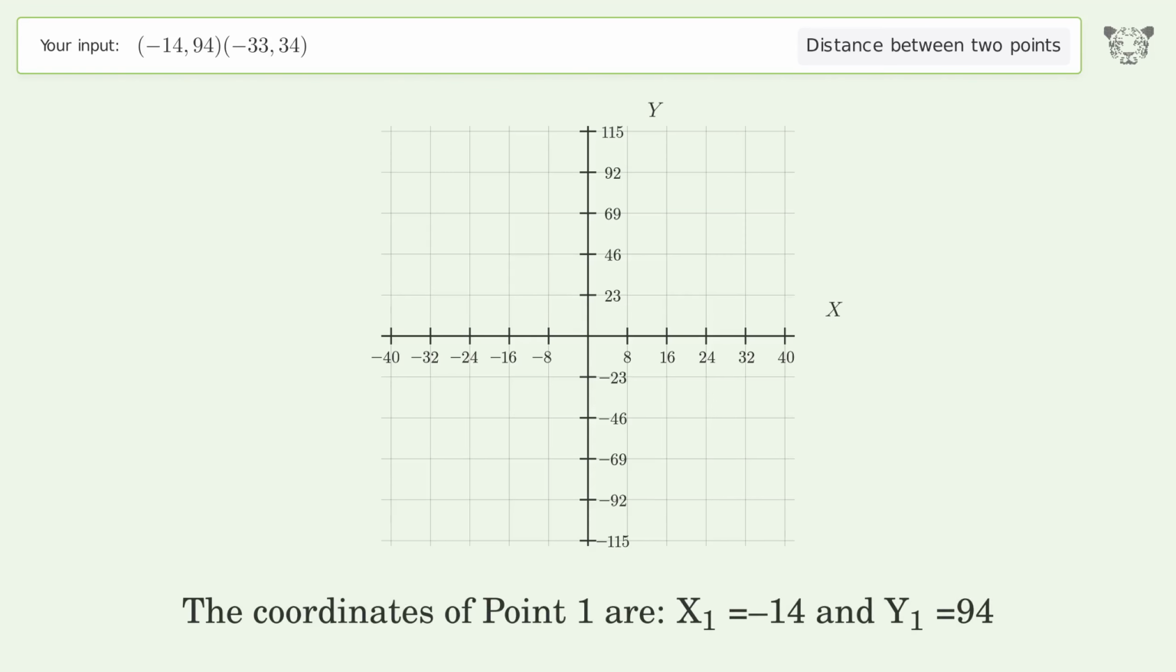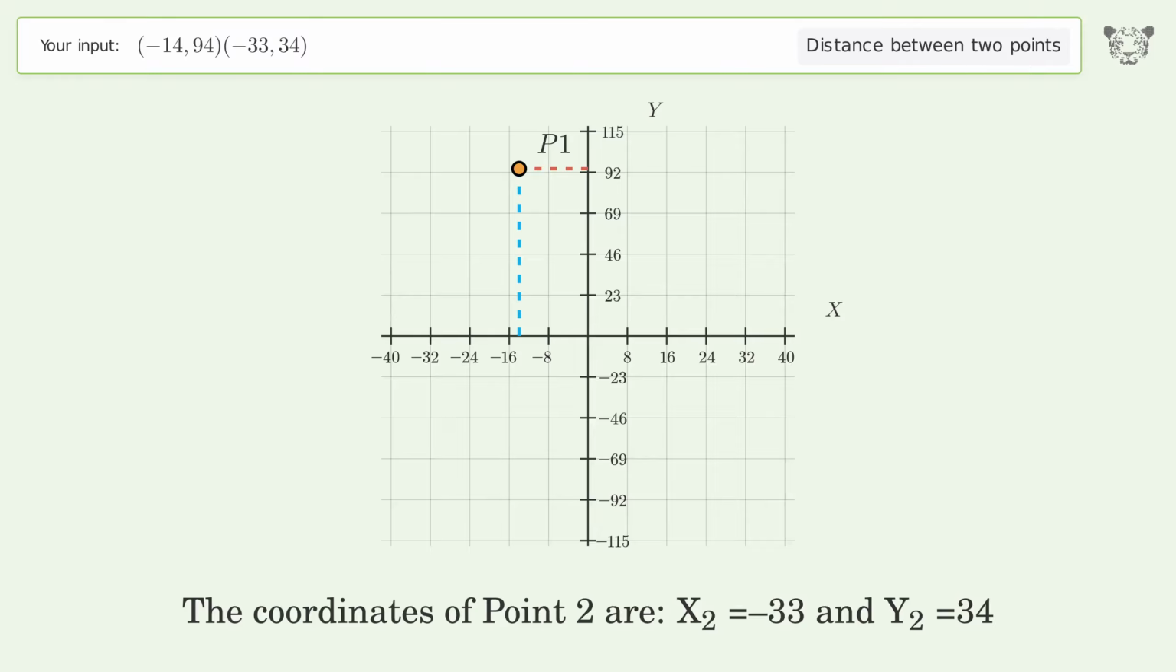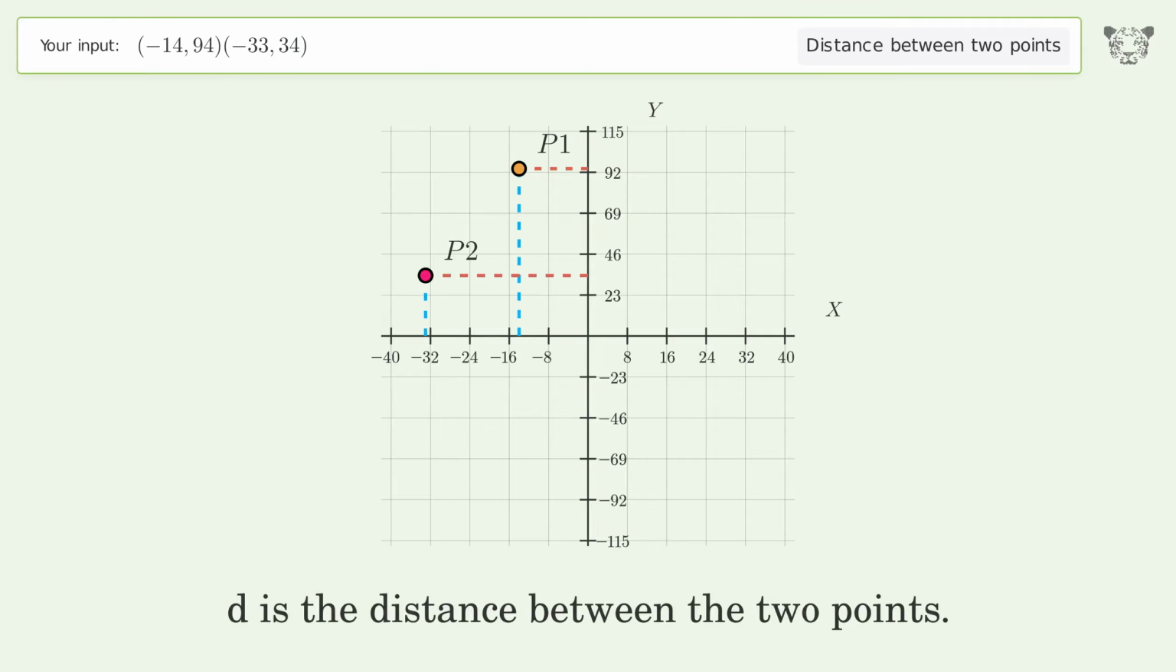The coordinates of point 1 are x1 equals -14 and y1 equals 94. The coordinates of point 2 are x2 equals -33 and y2 equals 34. D is the distance between the 2 points.